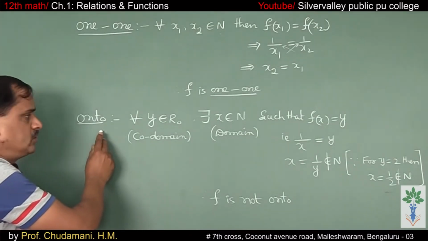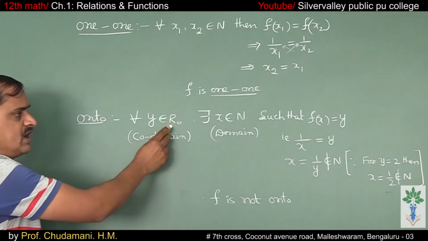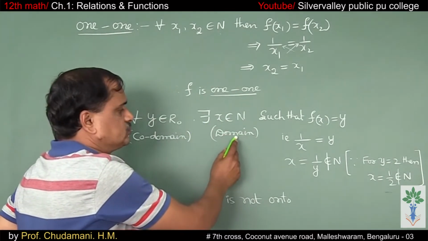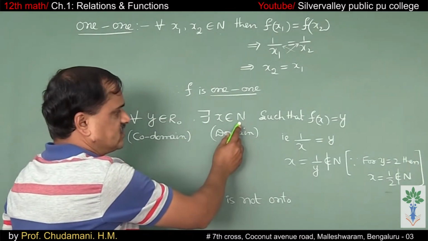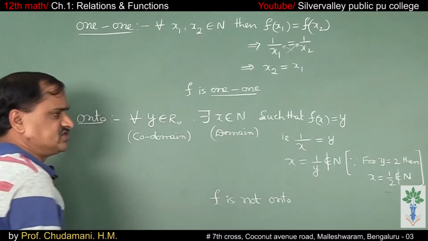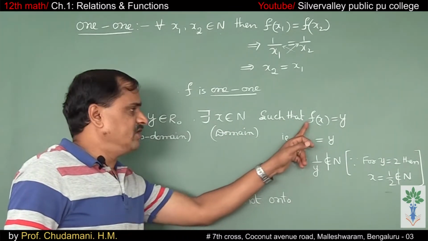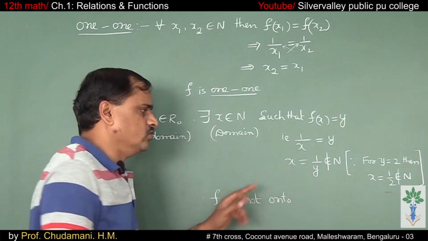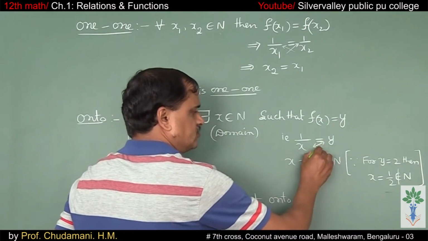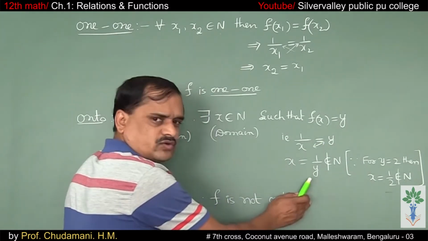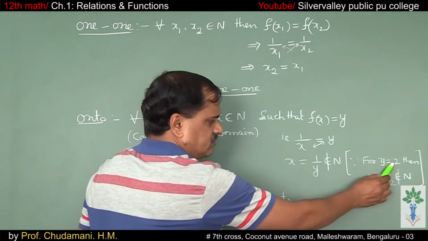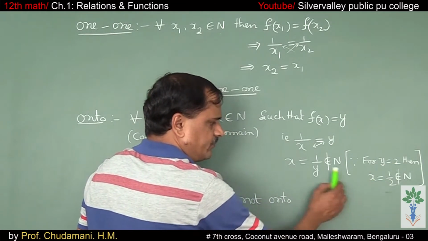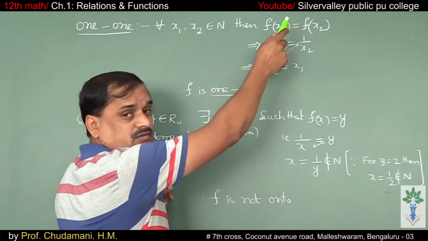Let me verify onto. For all y belongs to R0, that is the codomain, there exists x belongs to the domain, that is the set of natural numbers, such that f of x is equal to y. So f of x is 1 by x is equal to y. So x is equal to 1 by y. Look at this: any number you take, y is equal to 2 means x is equal to 1 by 2. Y is in the codomain R0.